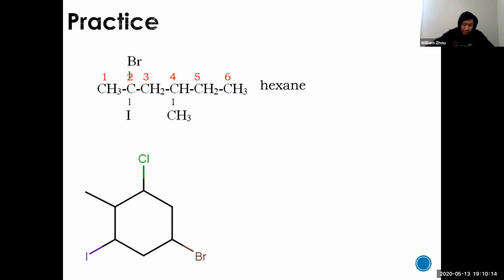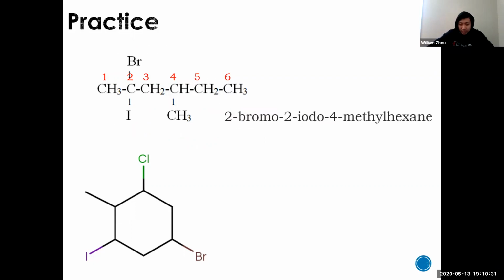So now you can just start telling me what the names of the branches are. So 2-iodo, 2-bromo, 4-methyl. Put them together. B before I, before M. Yeah, I think I got that right. So it's 2-bromo, 2-iodo, 4-methylhexane.